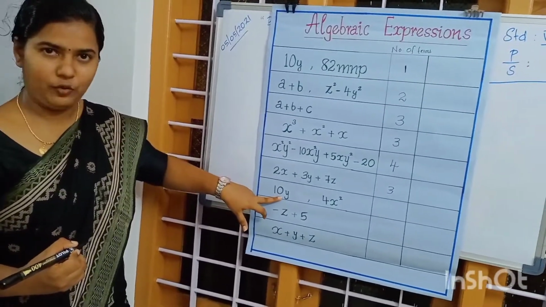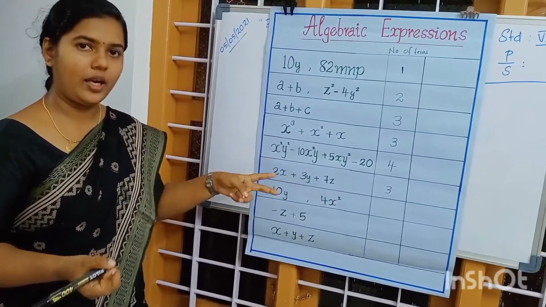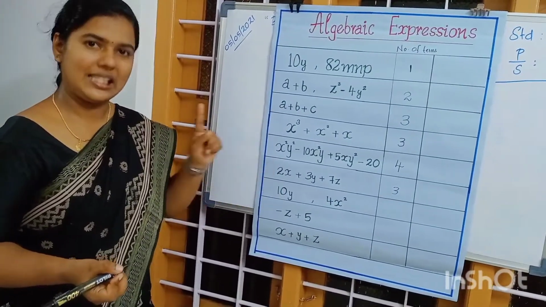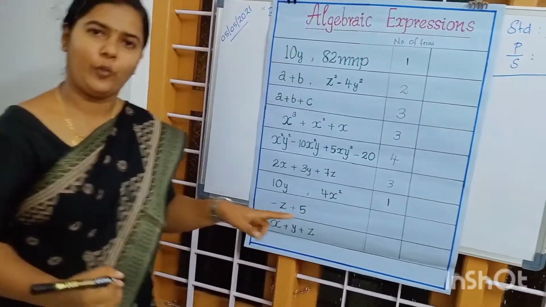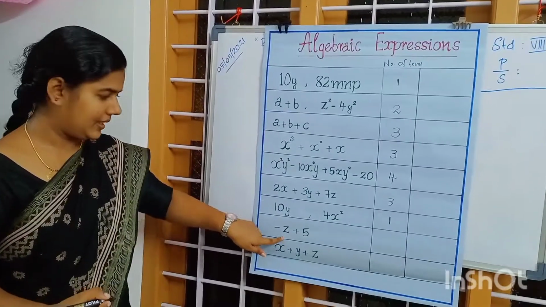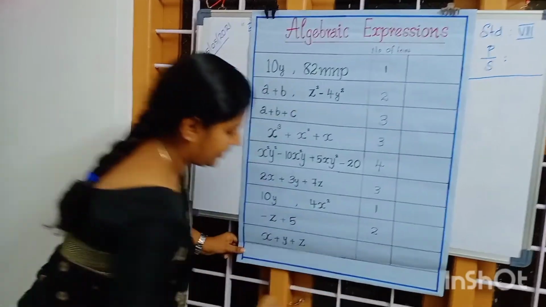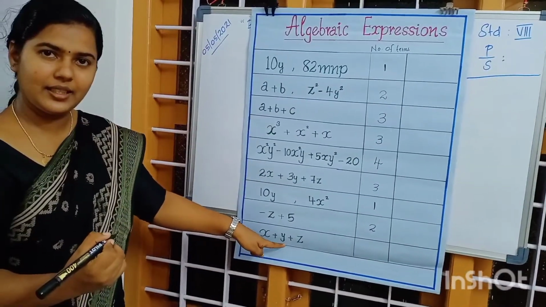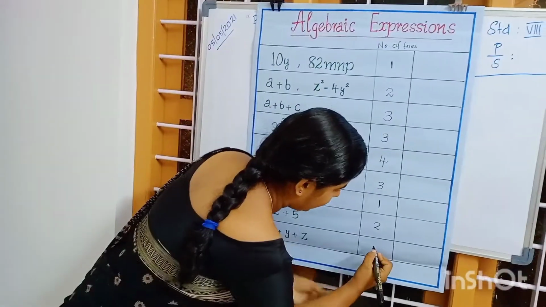And this is 10y and this is 4x square. These two are expressions with single term. So here also the number of terms will be 1. What about this one? Yes, this is the first term, second term. So in total 2 terms. And this, yes, x, y, z. So 3 terms.